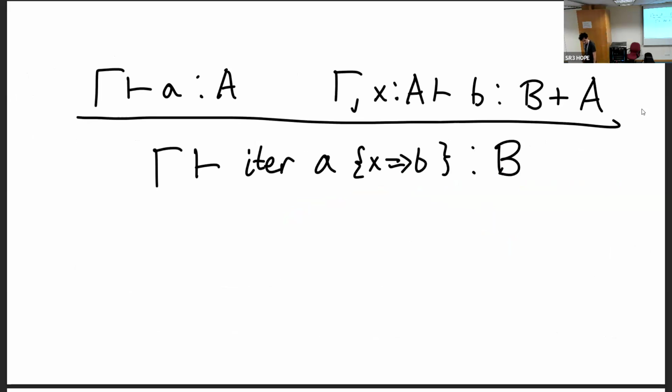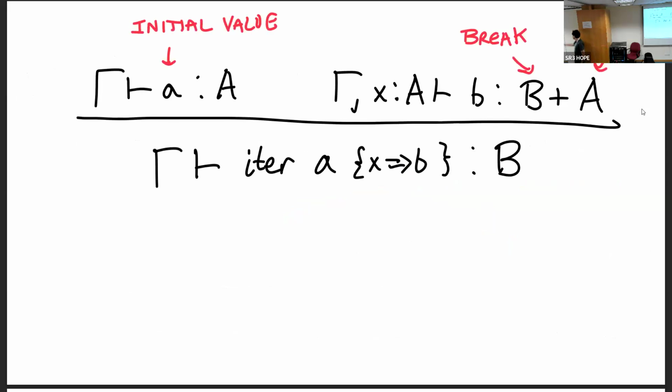So bear with me here. Our rule for iteration takes an initial value A. We need to provide an initial value since we actually pass in the state explicitly, right? And then given the current value, which of course starts out at the initial value, that's why it's called initial, right? We execute a body. And the body is going to return a coproduct. In particular, it's either going to return a B, in which case we're done, and we return that B. That's our B there. Or it's going to return an A, and we execute for another loop.